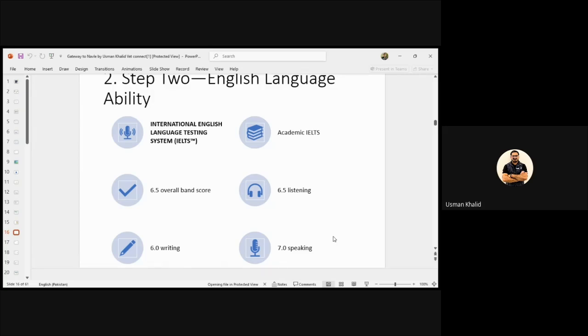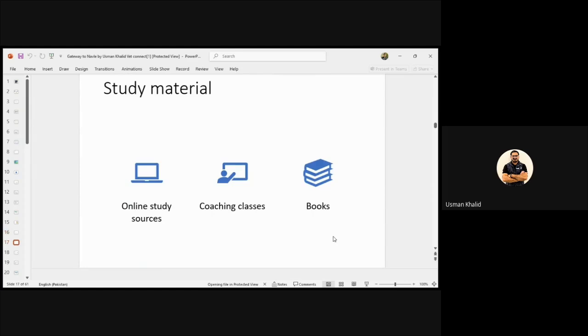So for IELTS study material, you can go for either online coaching classes, or you can study from books. It depends on you. Some people don't want to go to an institute, and some people think that if they don't go to the institute, they will not be able to focus and will not get that time. So he or she needs to be in coaching classes.